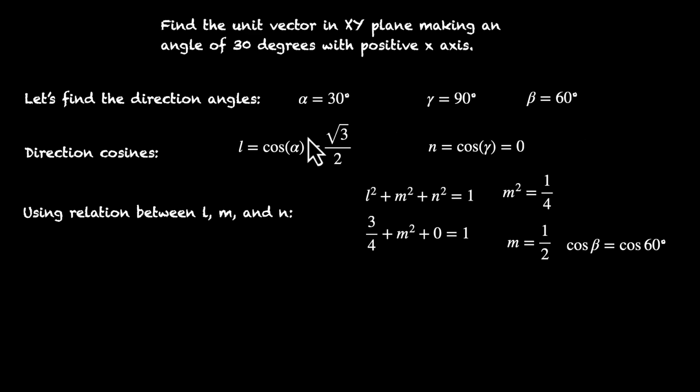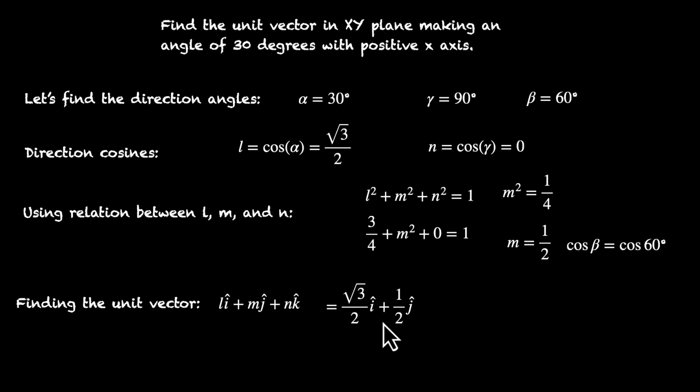All right. So we have the angles and the direction cosines. Now we need to find the vector. So the unit vector is actually L i cap plus M j cap plus N k cap. We can have the direction cosines as the components. So L is root 3 by 2, M is 1 by 2, and N is 0. So this is going to give us root 3 by 2 i cap plus half j cap.